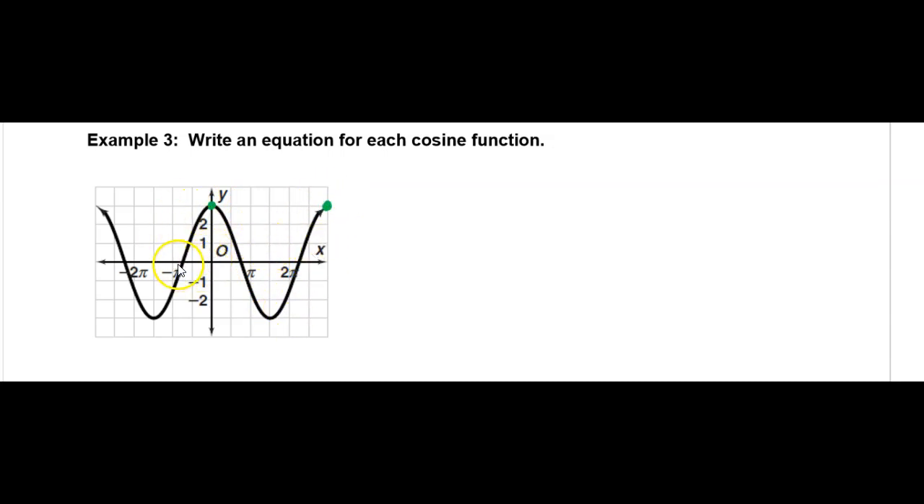So what information do you know here? Do you know your amplitude? If we draw the midline of our graph in, the amplitude is the height of the peak. So in this example, it is 3. So amplitude is equal to 3.